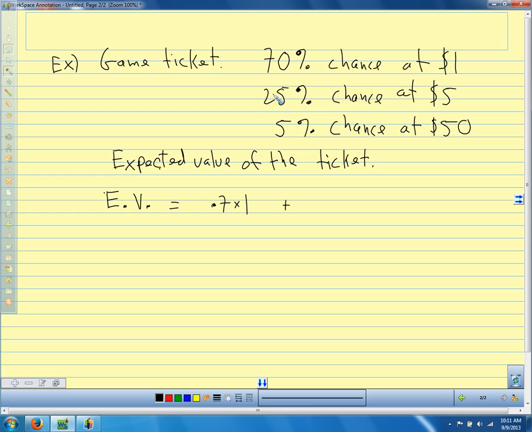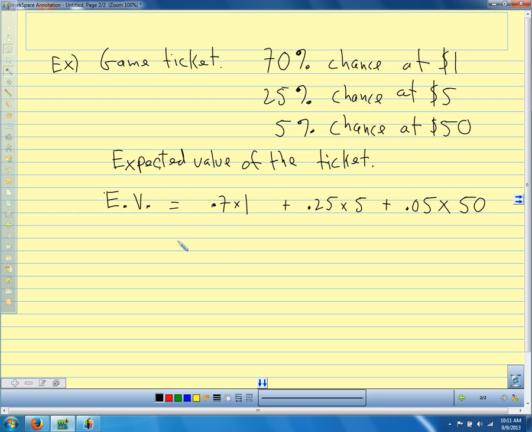Plus 25%, how do we write that? 0.25 times the value, times 5. Plus 5%, how do we write that? Be careful with this one. 0.05. 0.5 would be 50%. So we move the decimal place over to 0.05 times $50. The value is 50.